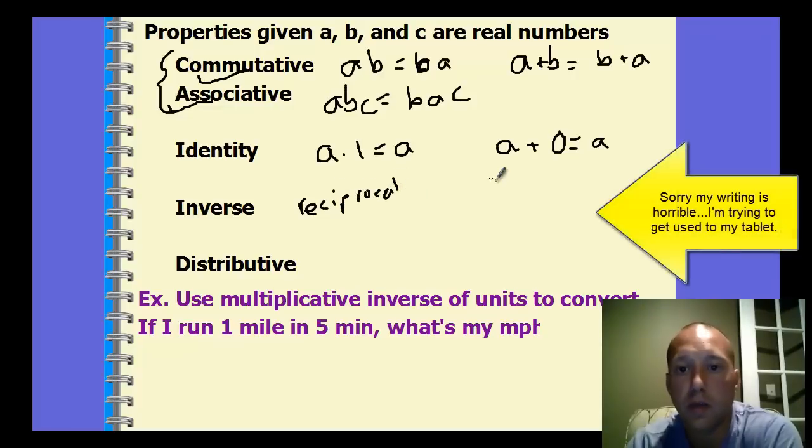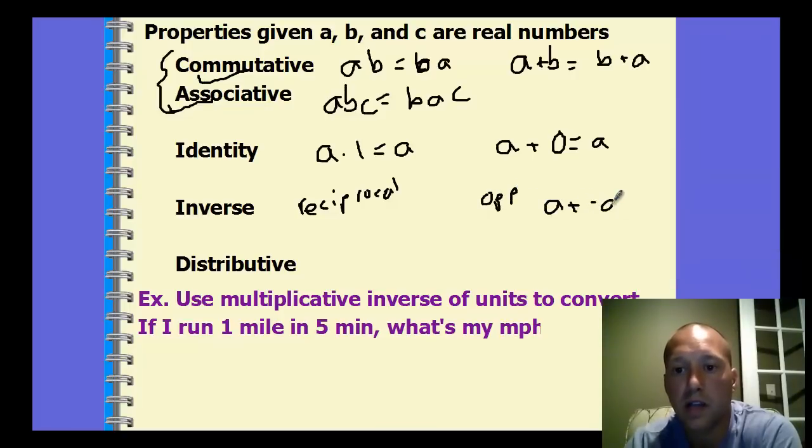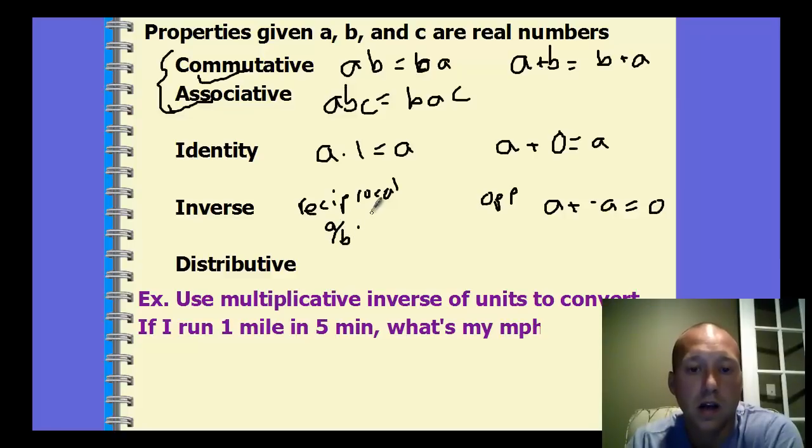It's probably where you've heard that in the past. And for addition, you know it as the opposite. So that makes it a little clear for students. A plus negative a is 0. That's just the additive inverse. And for the multiplicative inverse, I do a over b times b over a. It's going to equal 1.